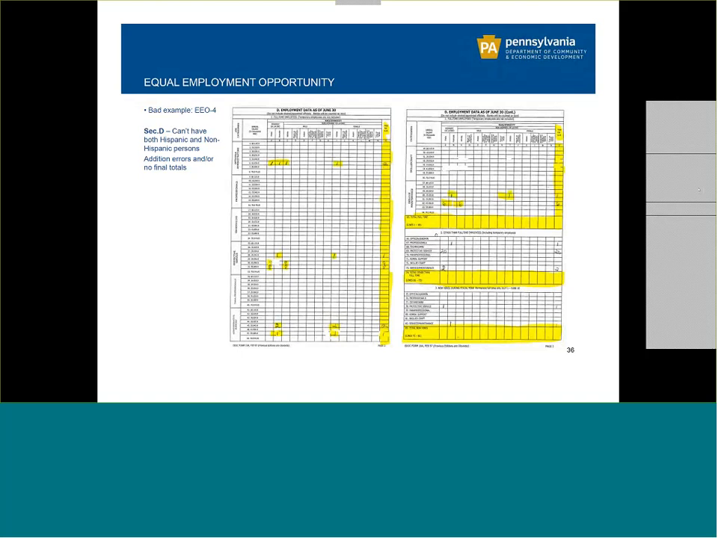Okay, so we also saw some addition errors in this column. There's no totals. We have the totals in the O column, but not at the bottom of each section. So you should have those be totaled as well. Again, if you're working with your HR department, please help them understand how to fill this out correctly.